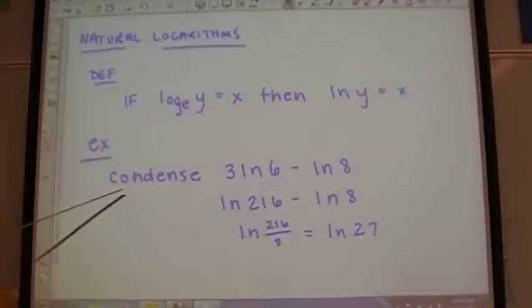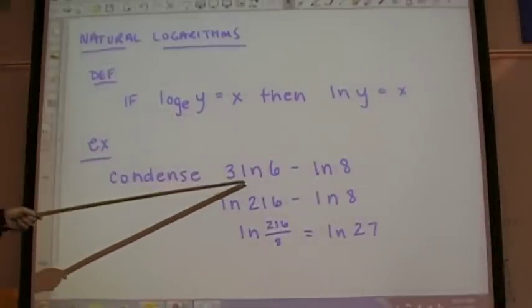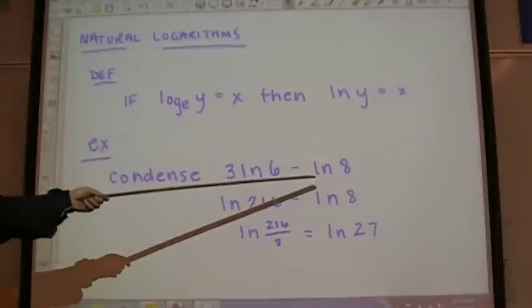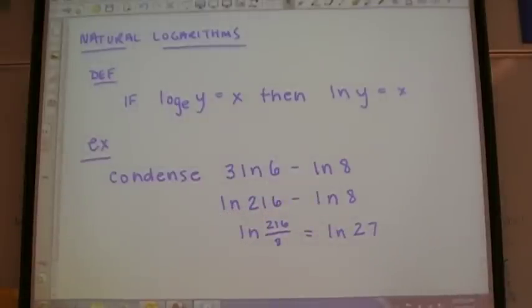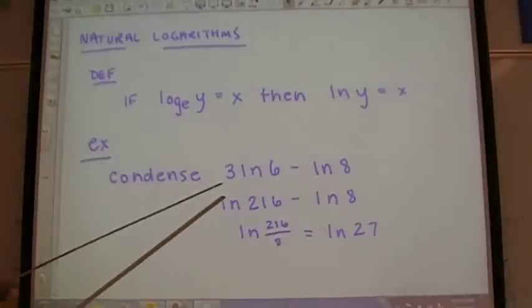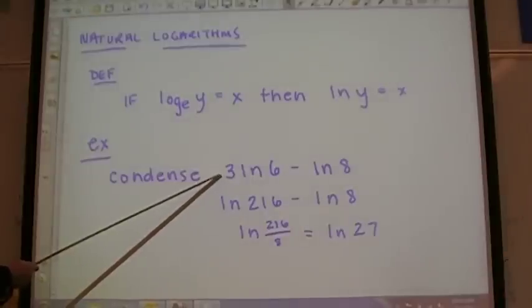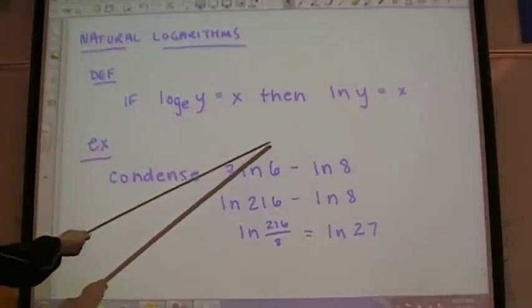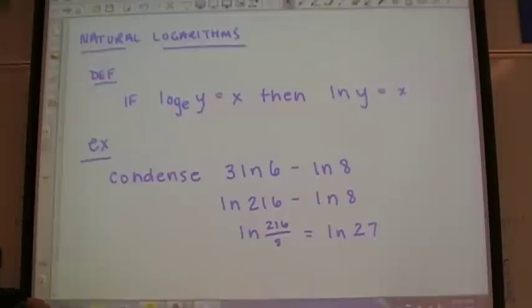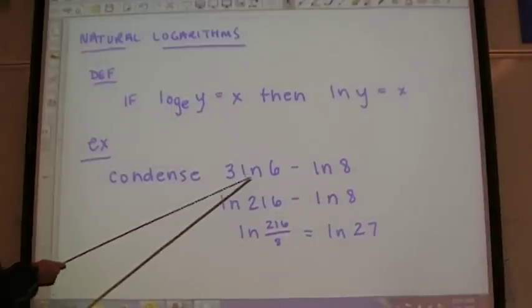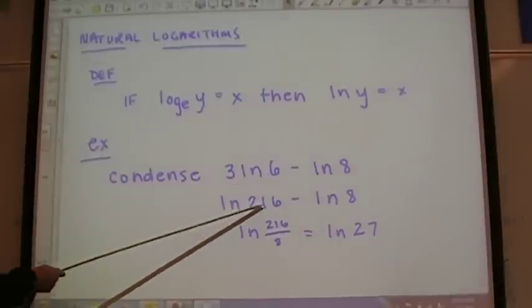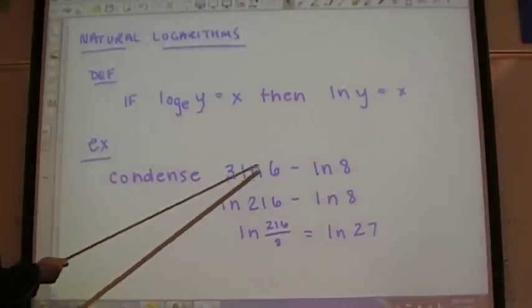The first example tells you to condense 3 natural log 6 minus natural log 8. Natural logarithms have the same 3 properties that we did with regular logarithms. You got the power property, the product property, and the quotient property. So in this problem, if I'm condensing and I have a number in front, where does it go? It goes up to be an exponent, right? So 3 ln 6 simplifies to ln 216 because 6 cubed is 216.